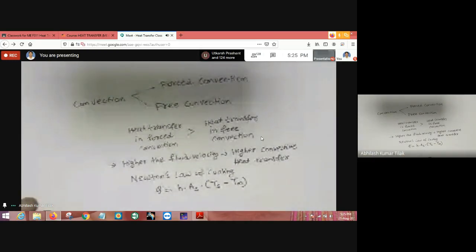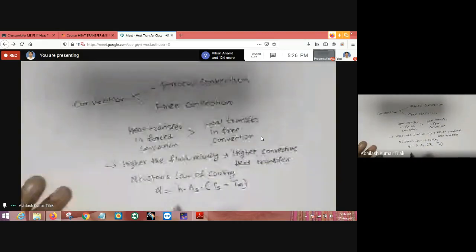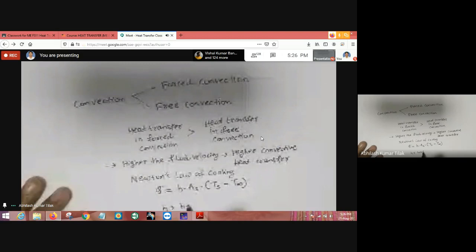So Newton's law of cooling states that the rate of heat transfer is directly proportional to the surface area from which the heat is being convected away, and it is also directly proportional to the temperature difference between the surface and the ambient temperature. And the constant of proportionality is H. So H here is termed to be the heat transfer coefficient.